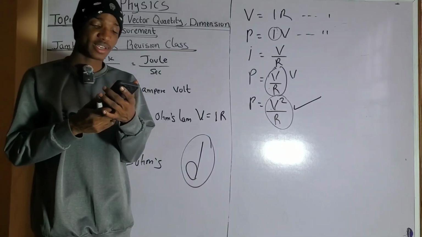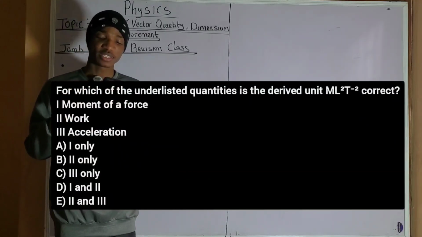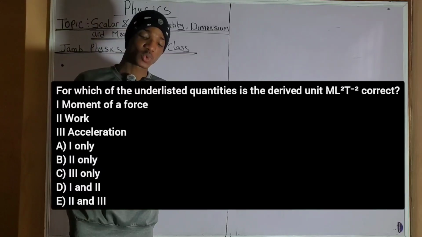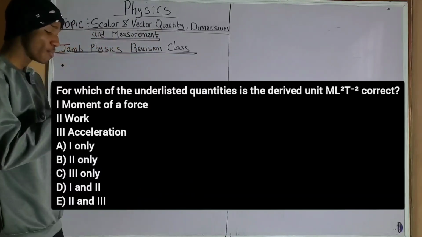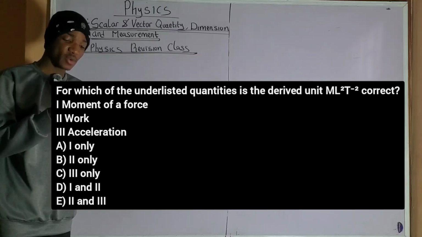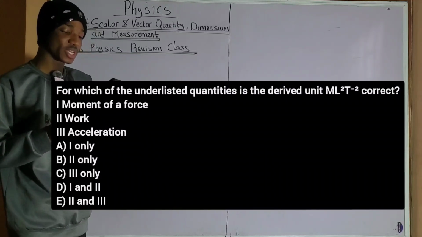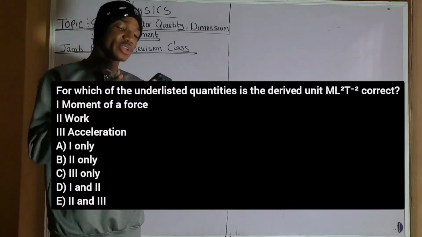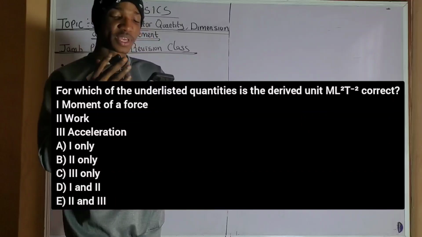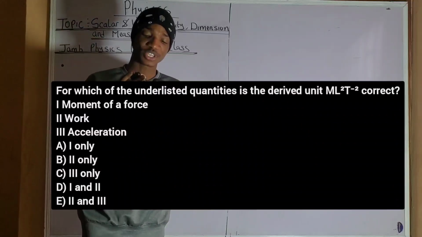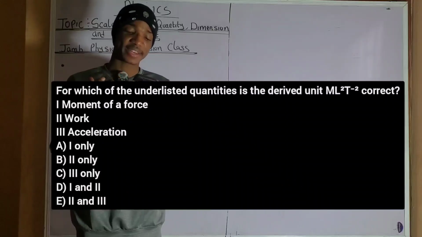Now let's look at the next question. Which of the underlisted quantities has the derived unit ML squared T raised to the power of minus 2? We have I, moment of a force; II, work; III, acceleration. Now, these are the options that we are given. The first option is I only. Option B, II only. Option C, III only. Option D, I and II. Option E, II and III.